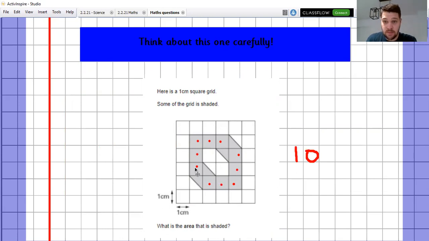Okay, so I counted the squares that are shaded and full, and that gave me 10. What I then did was I counted these 2 halves. That's half a square shaded, and that's half a square shaded. And 2 halves make 1 whole. And I did the same for these 2 halves here. So 10 plus 1 plus 1 gives me a total of 12 centimeters squared. Double thumbs up if you managed to get that correct.